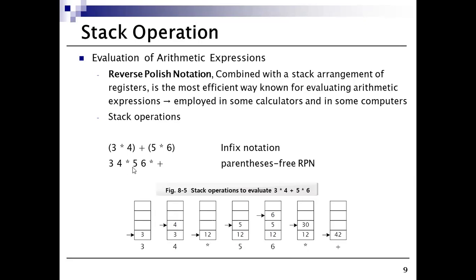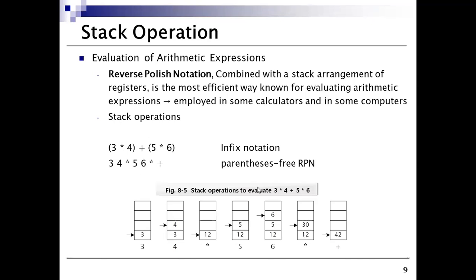After that, 5, which is another operand, is again pushed onto the stack. After that, 6, again an operand, is pushed onto the stack. After that, star, which is an operator. Between 5 and 6, the operation is carried out, which gives 30. That is pushed back onto the stack.